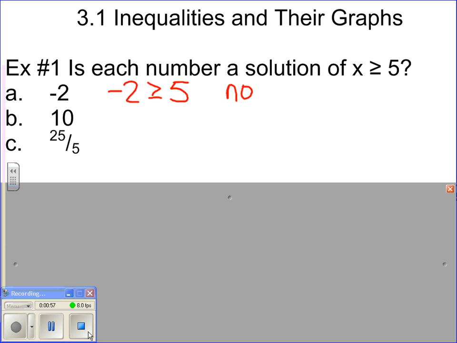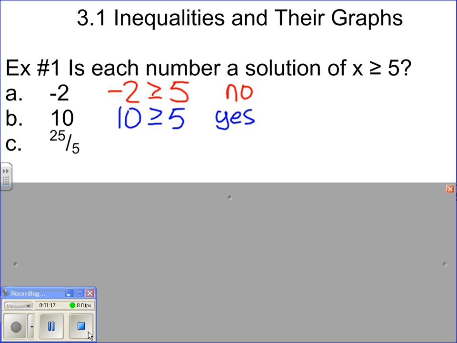Now let's look at B, 10. Is 10 greater than or equal to 5? Yes, 10 is greater than 5. So 10 is a solution to x greater than or equal to 5.